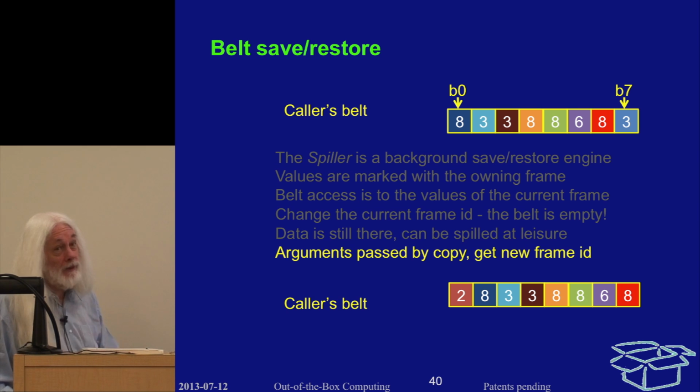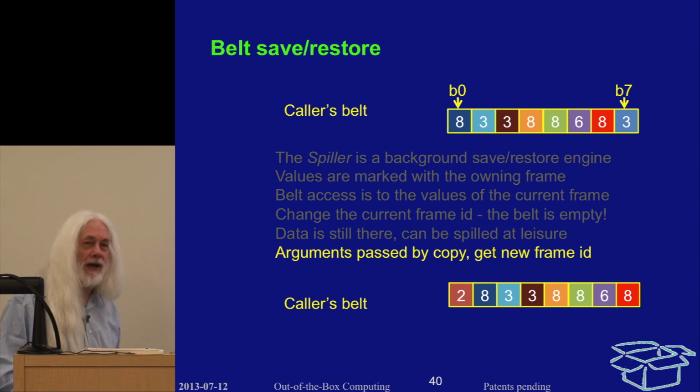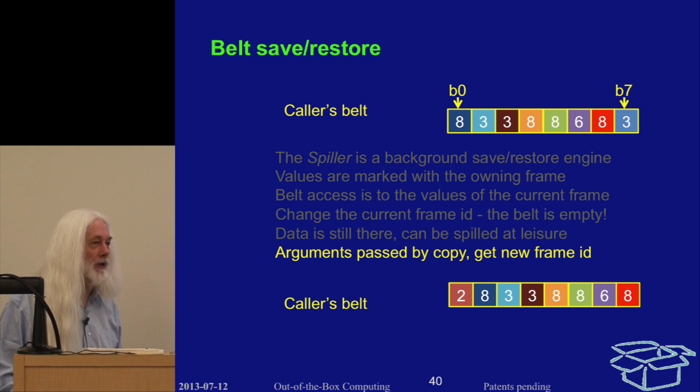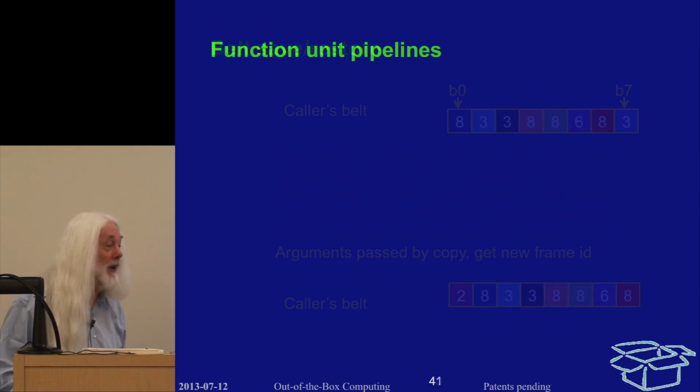Arguments are passed by copy, and of course they get the new frame ID, the callee's frame ID, so the callee can reference them. Note that the caller cannot reference them. Wrong frame ID.